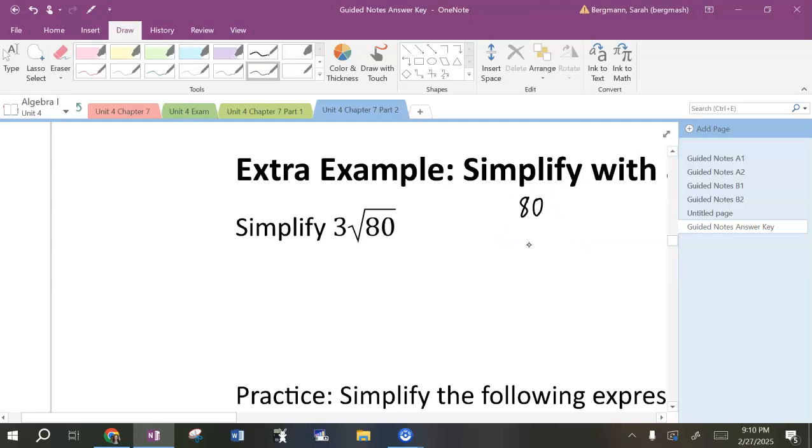Let's say we did a different one this time. Maybe we did 4 and 20. 20 is 4 times 5. I see a pair of 4s, and I have a 5 left over.